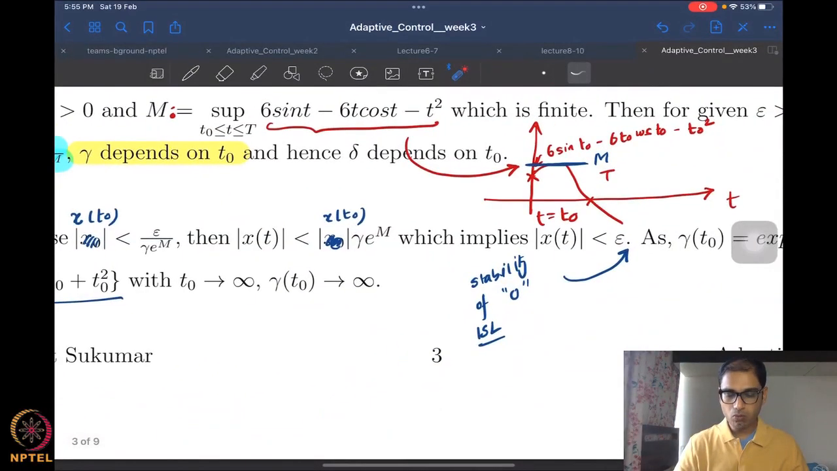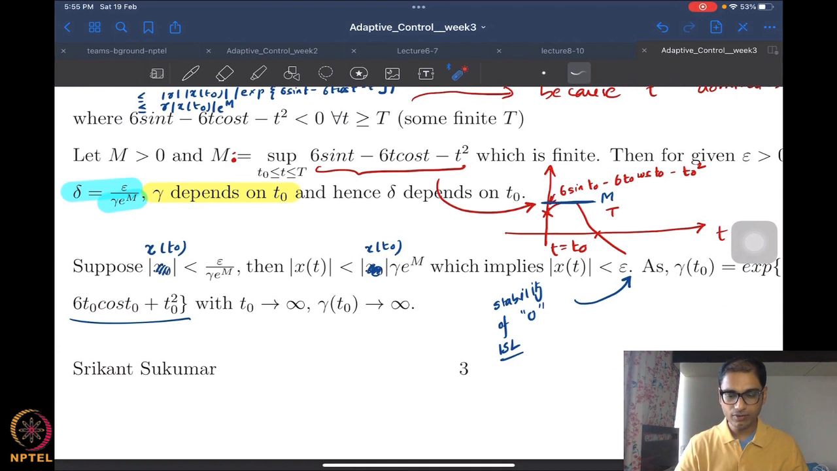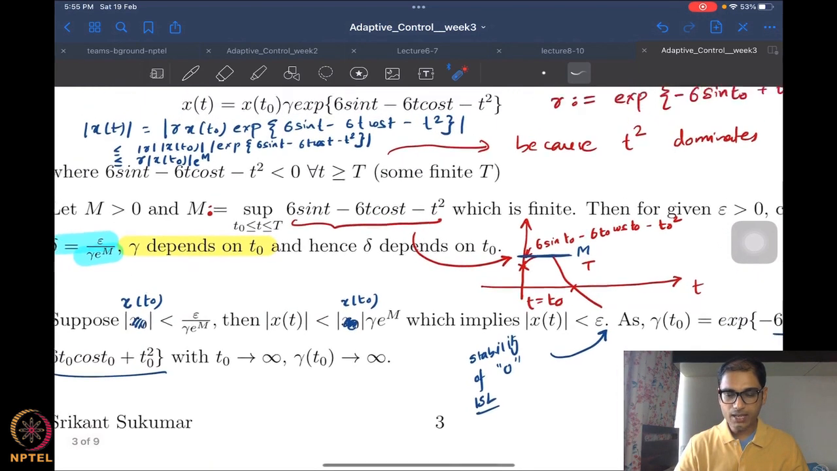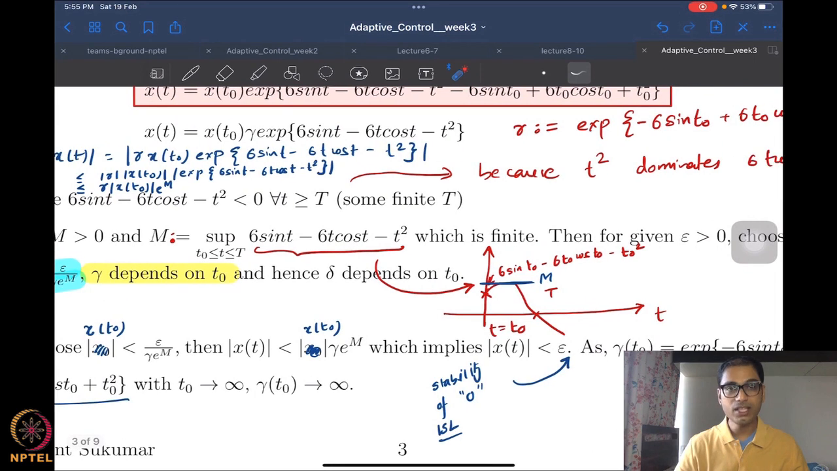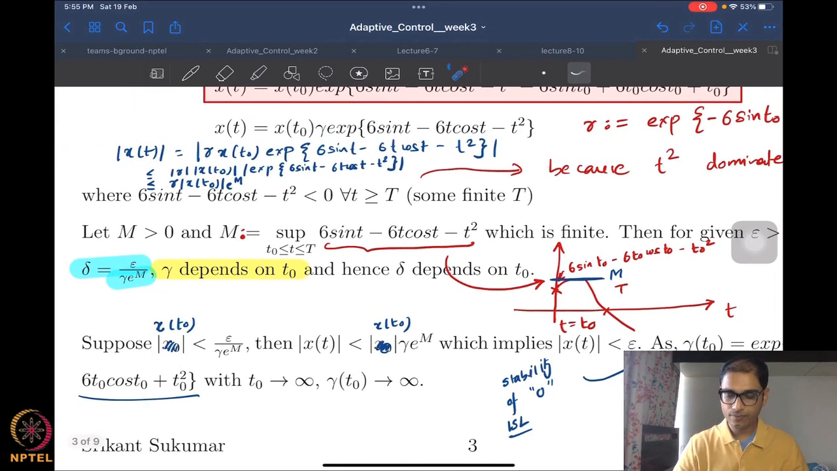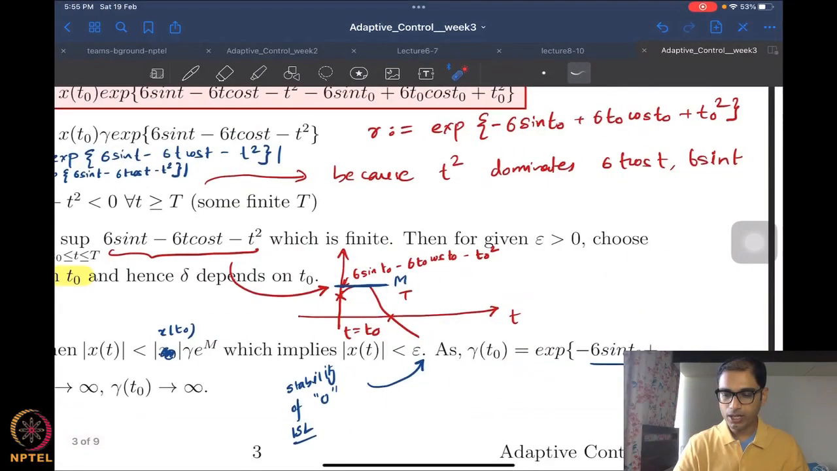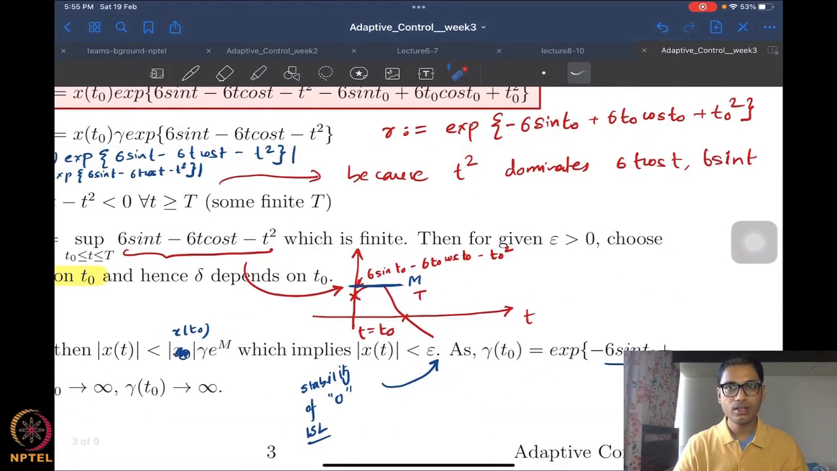Now, what do we need? Let's carefully think about what we need. Given any T0, I can find a gamma corresponding to this particular T0, right? And then using this gamma, I can compute the delta. Now, the question that arises is what to do if I want a common delta for all possible T0? This is where we need to be careful.